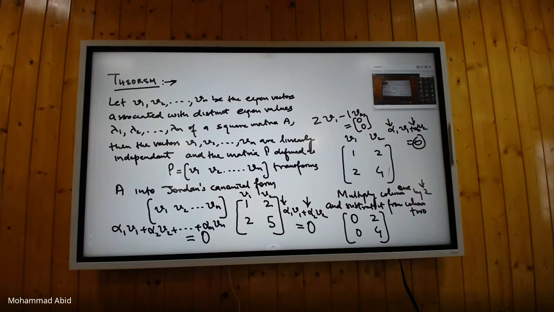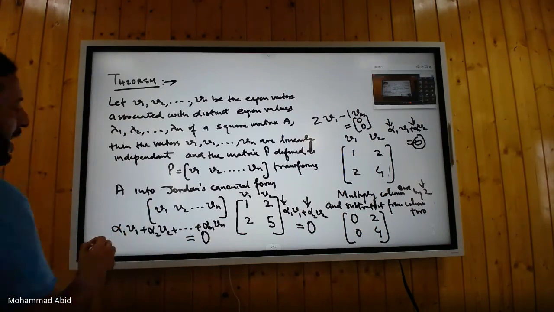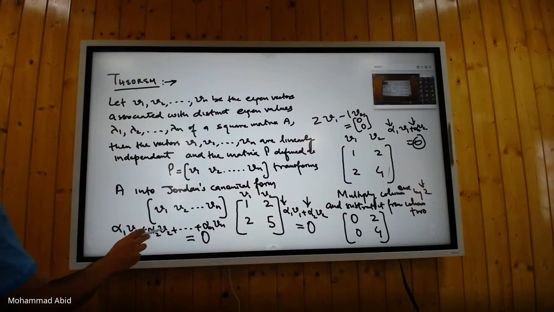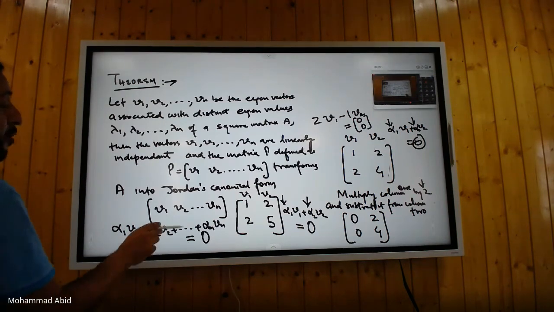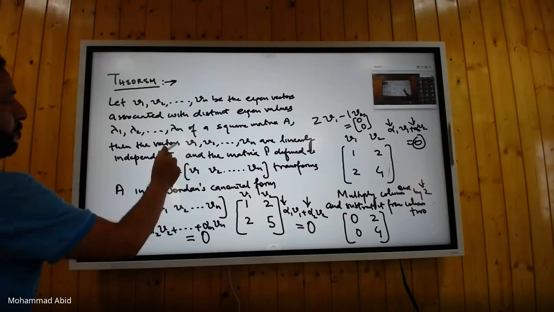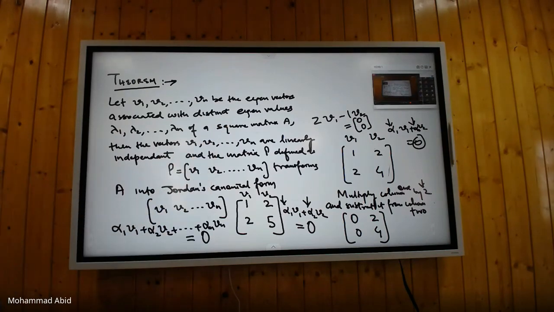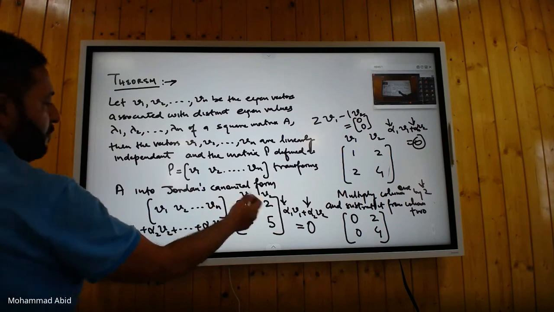So what I will do, I will take this expression and go on to prove that this expression is valid only if all alphas are zero. That will prove that vectors v1, v2 up to vn are linearly independent. I have to prove that the eigenvectors of matrix A associated with distinct eigenvalues are linearly independent. I'll prove them using the same logic.